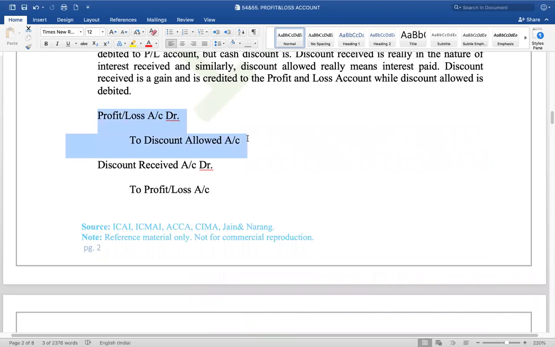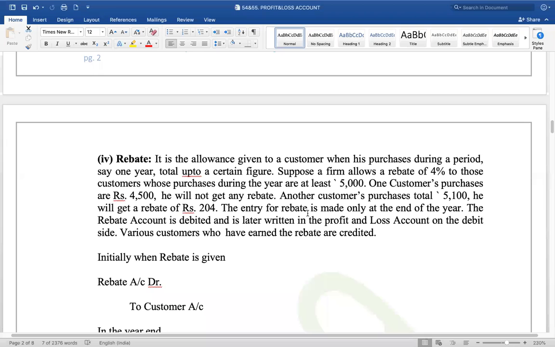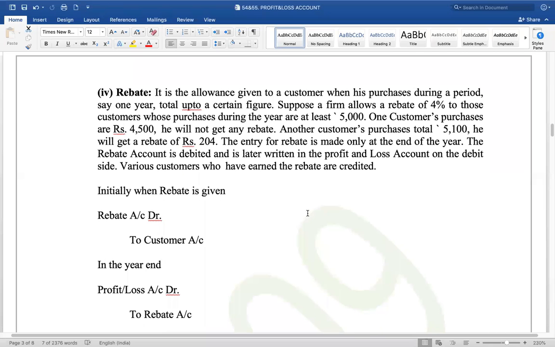Profit and loss account, debit to discount. If it is discount allowed, debit it to profit and loss account. Discount received is credited to the profit and loss account. Discount received, credited to the profit and loss account. Discount allowed, debited to the profit and loss account.